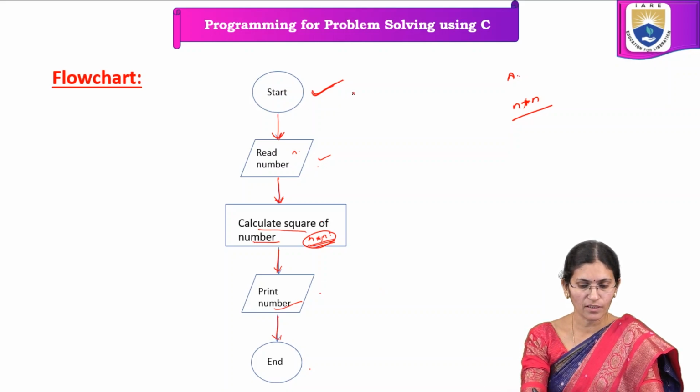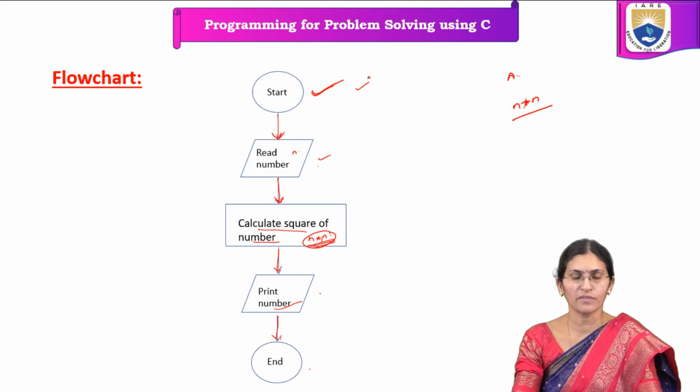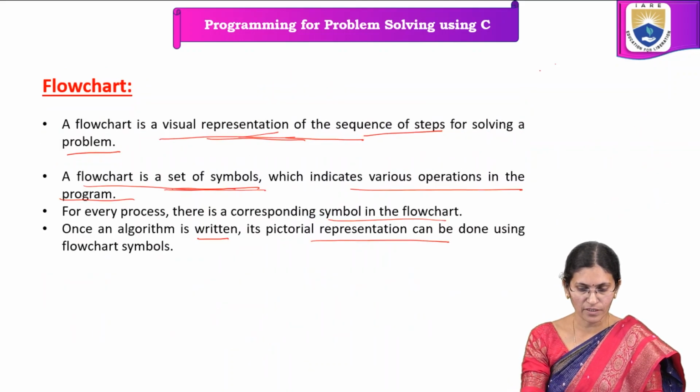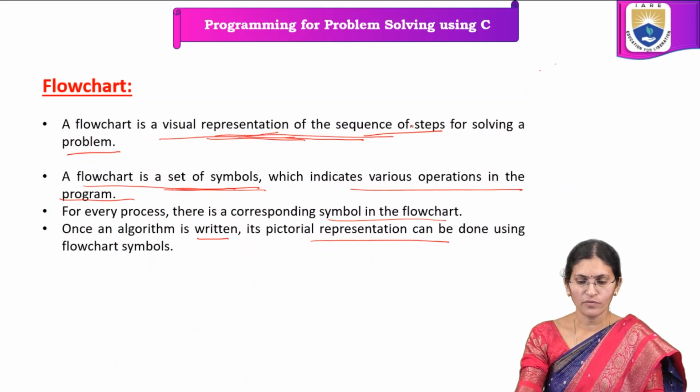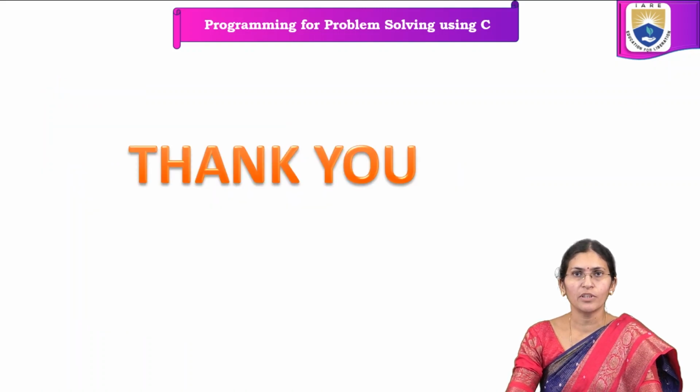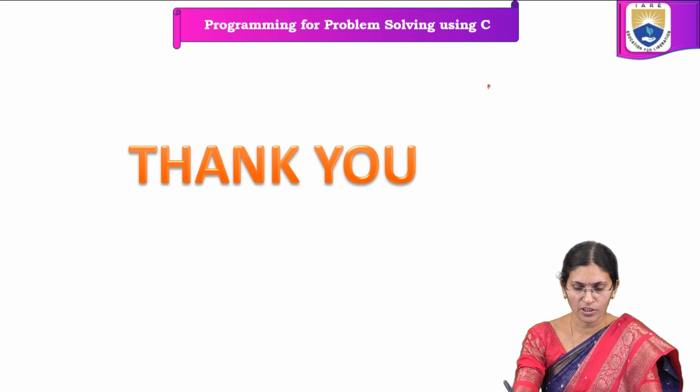So thus you can say that flowchart is nothing but visual representation of solution to a particular problem. So that is what we have stated here. Visual representation of sequence of steps for solving a particular problem is called a flowchart. So thus in this video lecture we have seen the definition of algorithm. So what is algorithm?